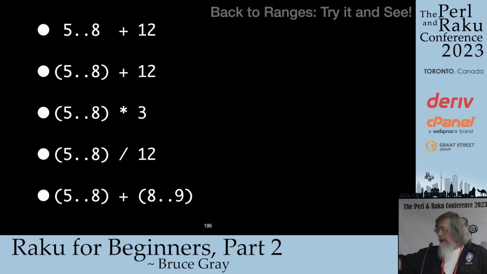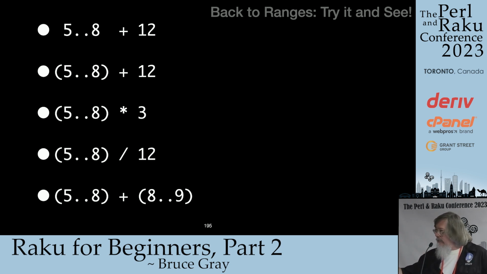And if you multiply by 3, but what are the actual numbers? 15 to 24. Okay. And if you divide by 12? So it goes from 5/12 to 2/3, which you can't iterate over, but you can test for, is something a member of that range, if it falls in those endpoints.